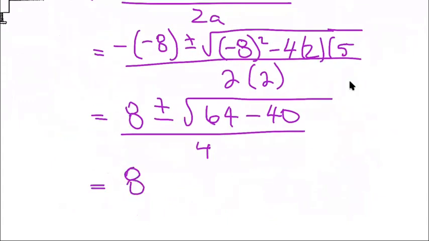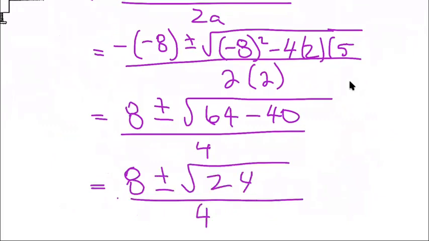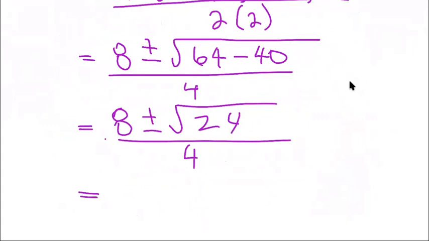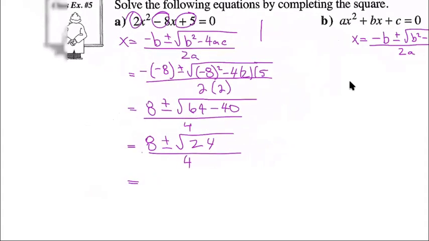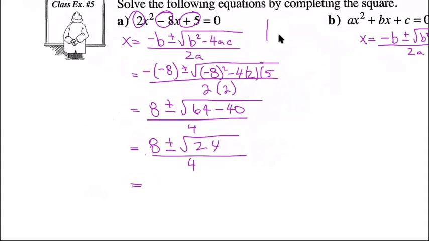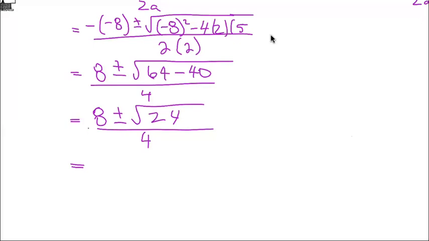Gives me 8 plus or minus the square root of 24 over 4. 24 is going to simplify. Did I mess something up? No, I think we're good. 24 simplifies to 2 root 6.